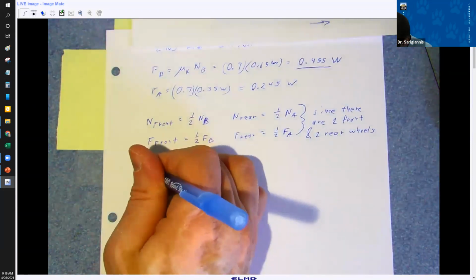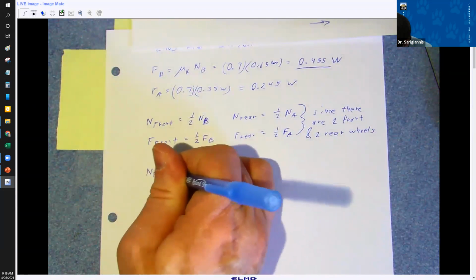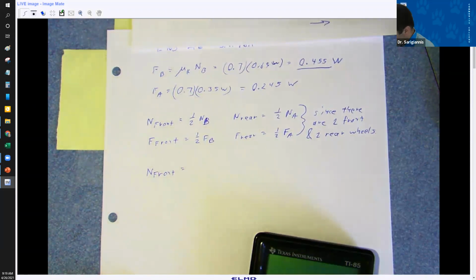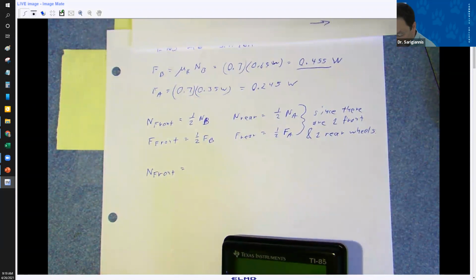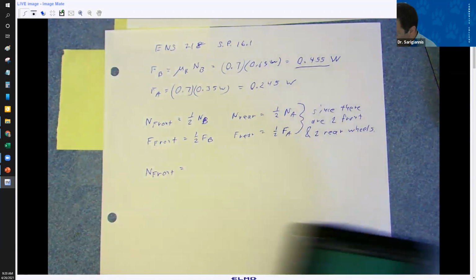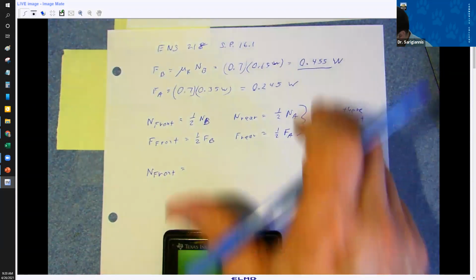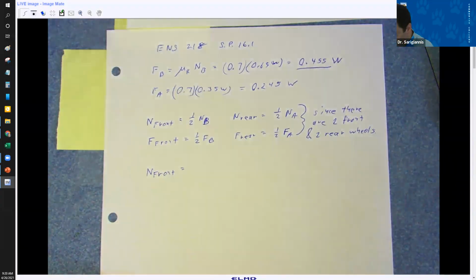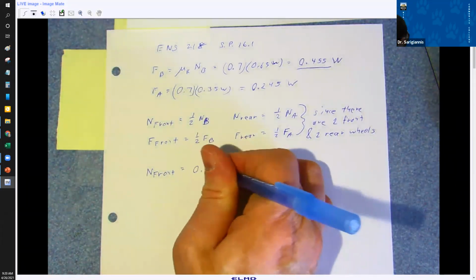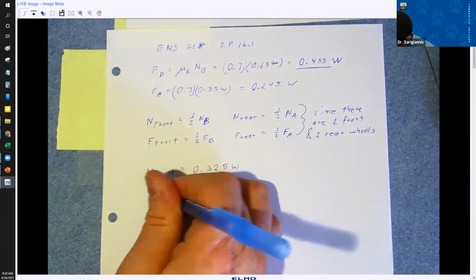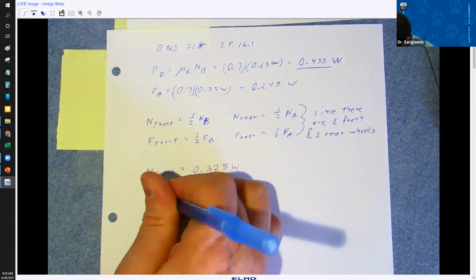So yeah, the normal force in the front, what do we have? 0.455 divided by 2, we'll end up with, oh, that's the force. Oh, where's my, oh, there it is, 0.65. Yeah, 0.325 W. And the force on the front tire of friction.